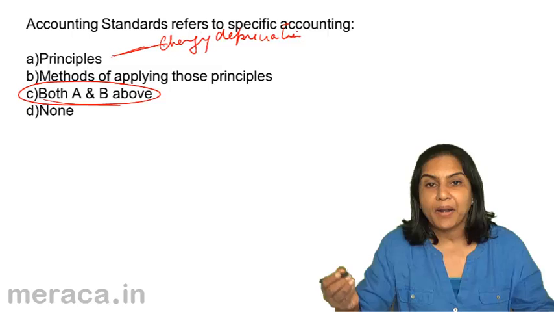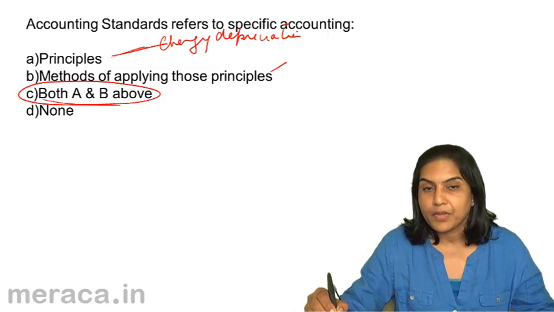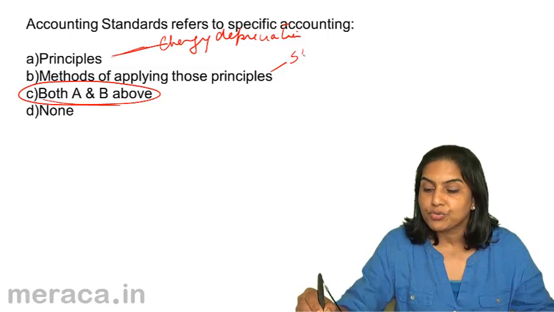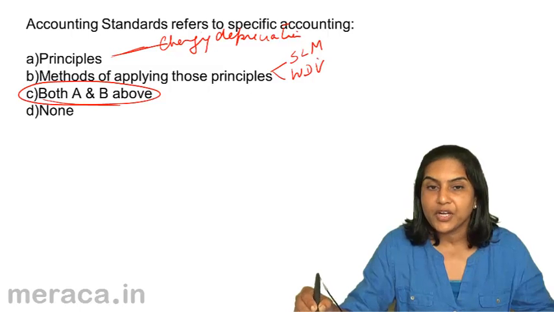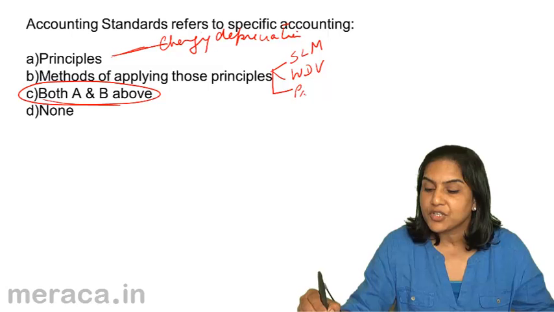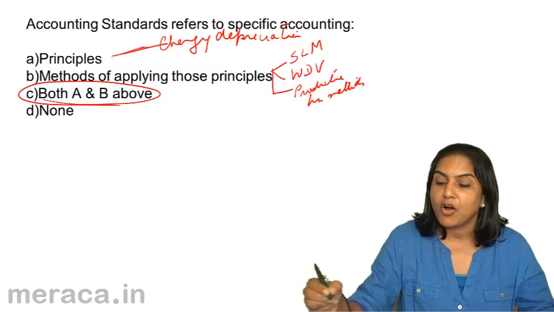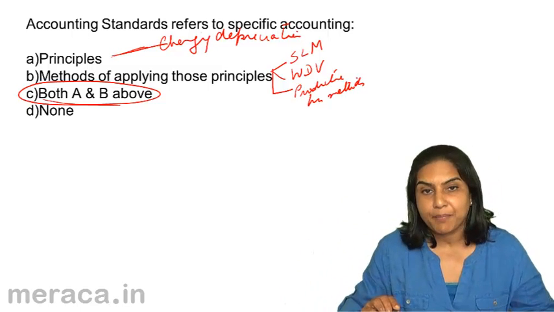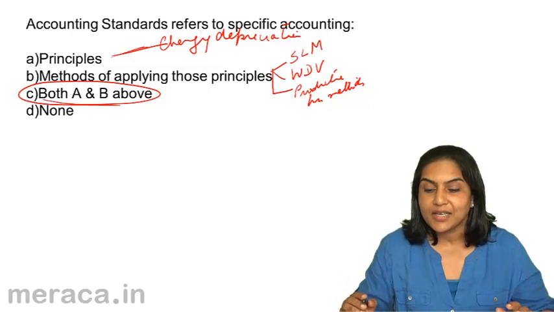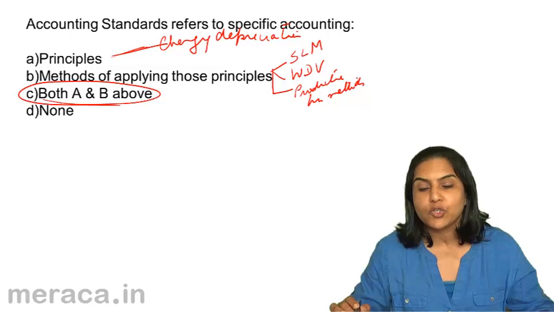However, how to apply this principle, the method of applying depreciation, I could use what is called a straight line method. I could use the written down value method. I may use productive hours method, etc. So what is the method of applying the principle of depreciation? So accounting standard refers to accounting principles and the methods of applying those principles.